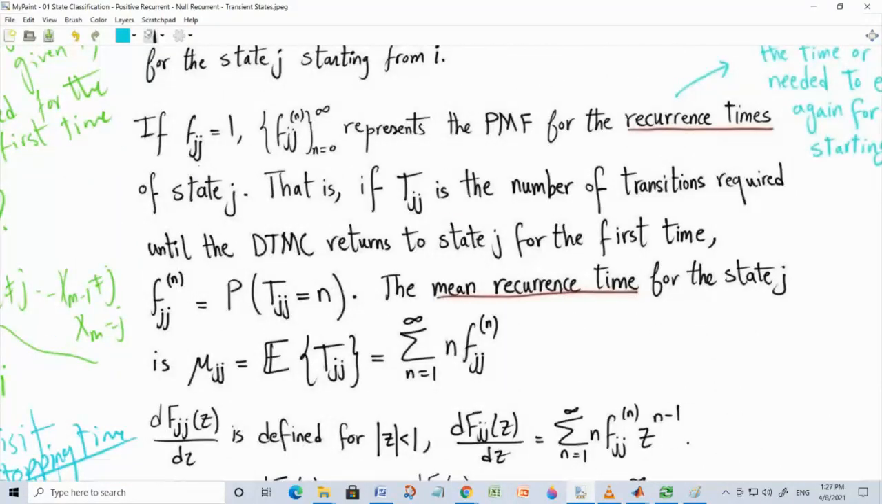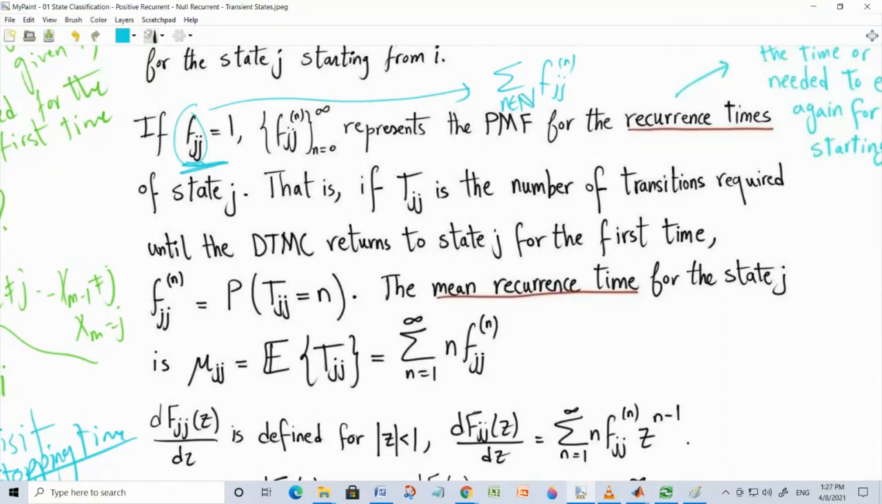Let's go back to our topic here. Now let's talk about JJ. So it's basically we are talking about the first passage from state J to state J, which means that you start in J and then you go to some other state and then you enter into J for the first time. So again, FJJ, this will be summation of FJJ of n, and n is a natural number.